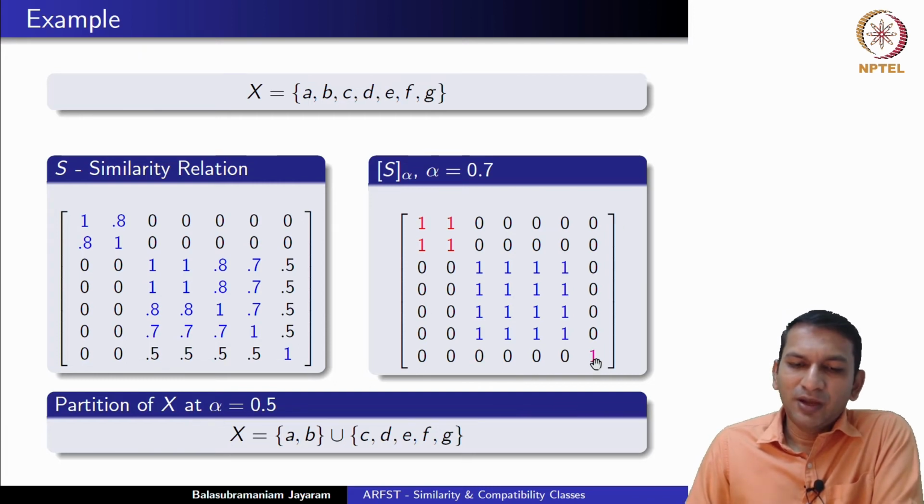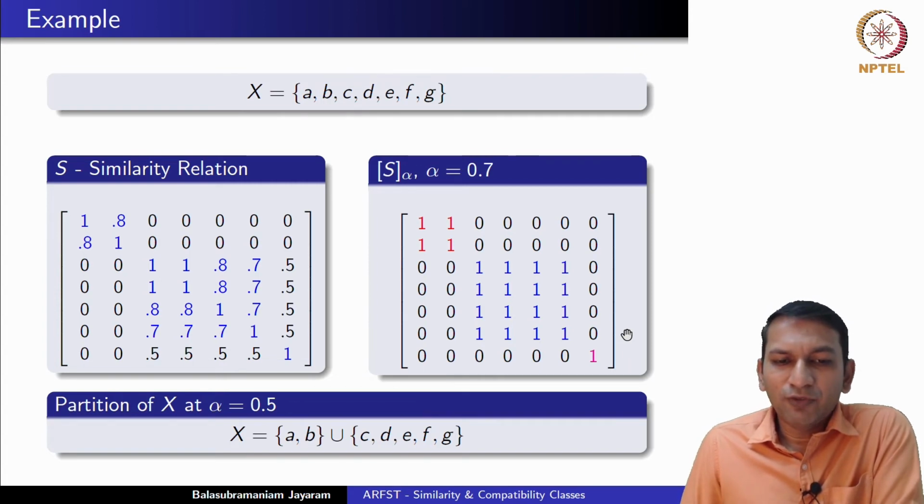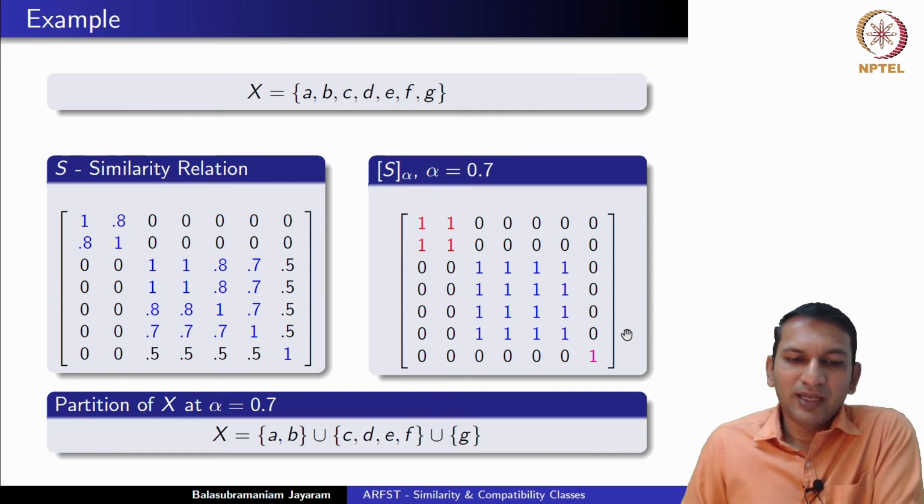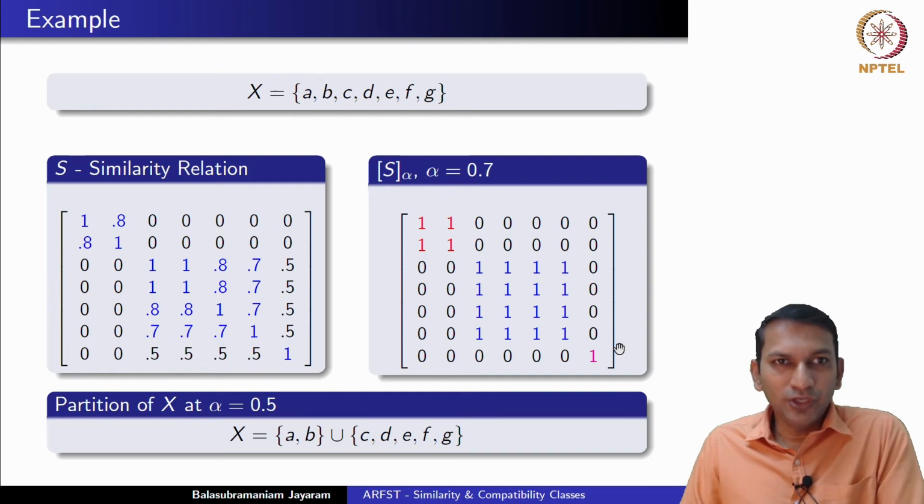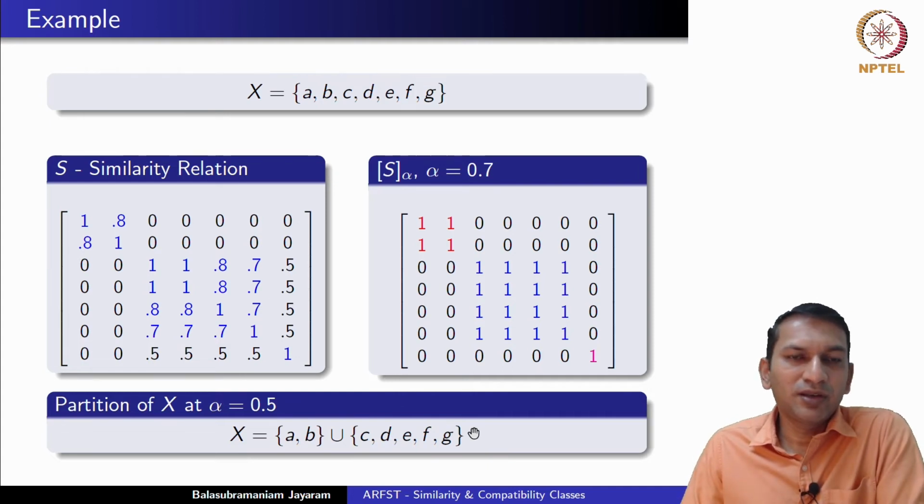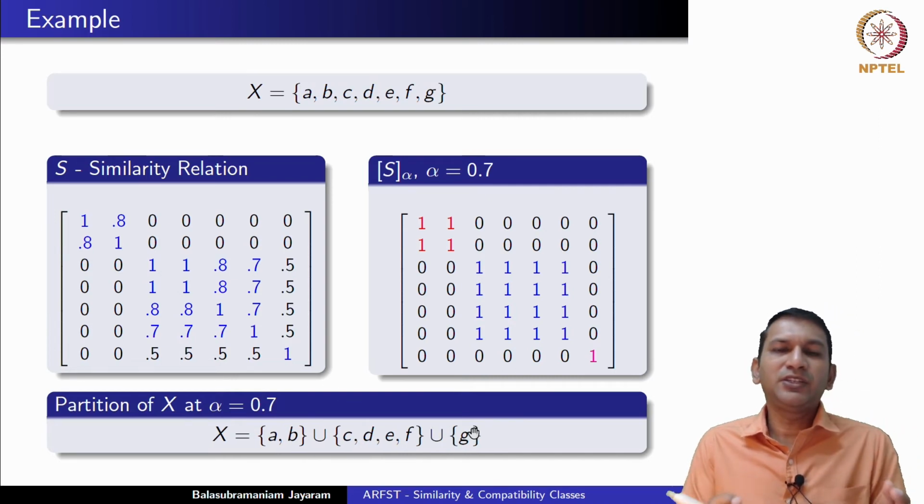All of these are 0. However, this 1 will remain because it is reflexive. Now once again you see, because of transitivity, we get a nice block matrix kind of structure, and for this, at this resolution of alpha, the partition that we get is AB union CD, EF and G. Now nicely, it is in fact a refinement of an earlier partition. That means this is one partition. Now we are actually making it much more granular, finely granular. So at 0.7, this is how the partition of X could be.